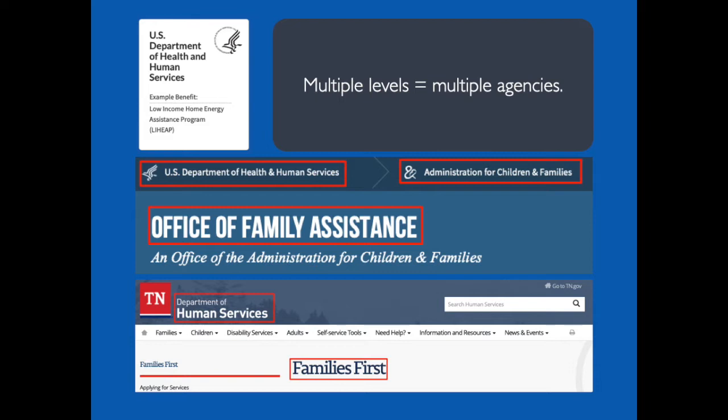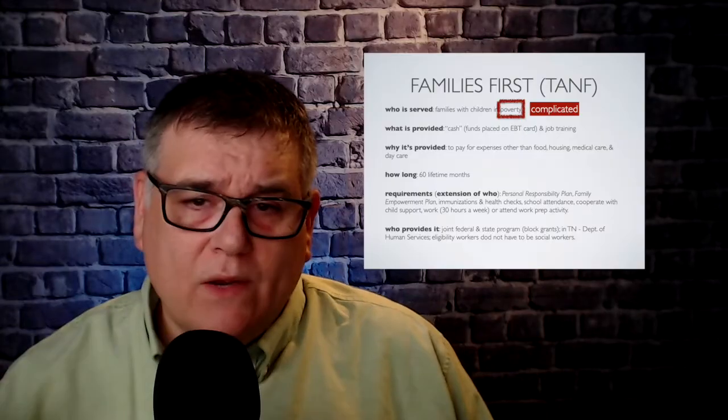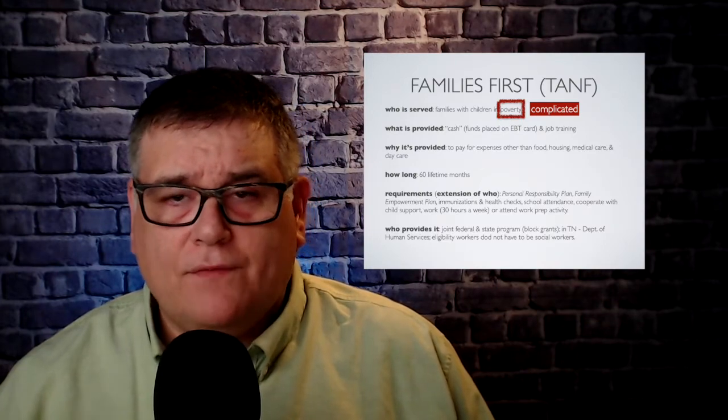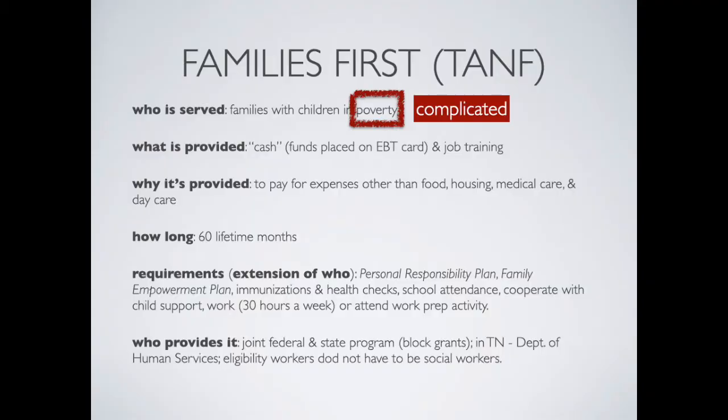So at the federal level, you have the U.S. Department of Health and Human Services, and within that, you have the Administration for Children and Families, and within that, you have the Office of Family Assistance. So sort of three layers there of the federal agency. And at the state level, you have the Department of Human Services, but within that agency, you have the Families First program.